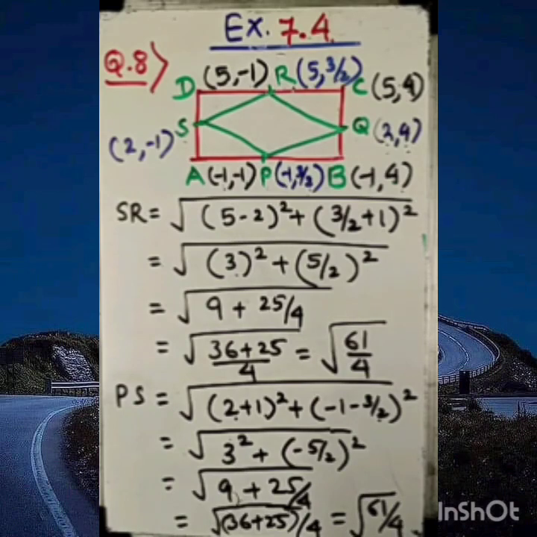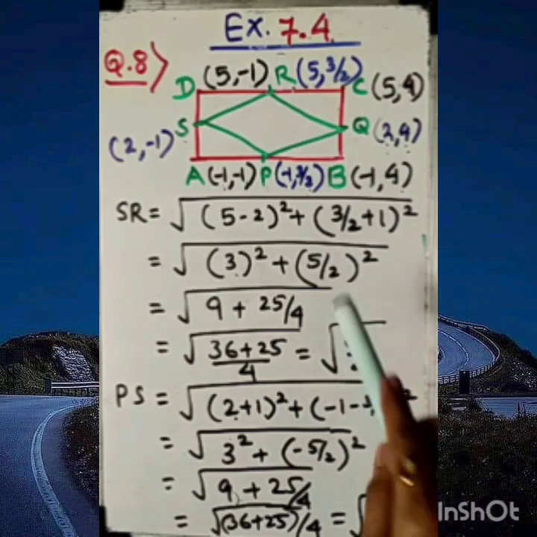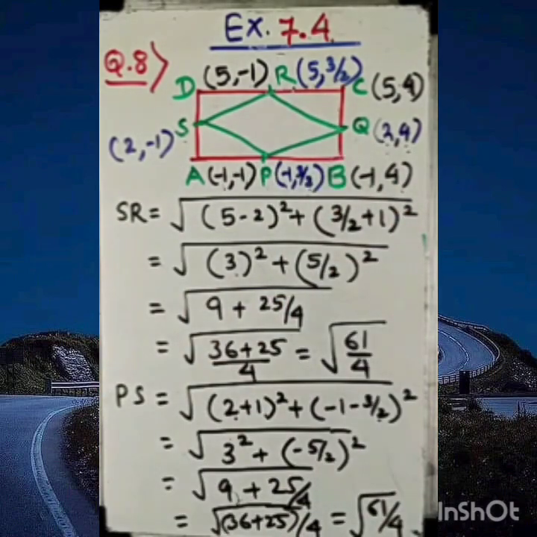All four sides are equal. But dear student, that is not enough. Because all four sides are equal, we can come to the conclusion that PQRS can be either a square or a rhombus. But how to justify between square and rhombus? For that, we need to find the diagonals also. So let's work out on the diagonals of PQRS.